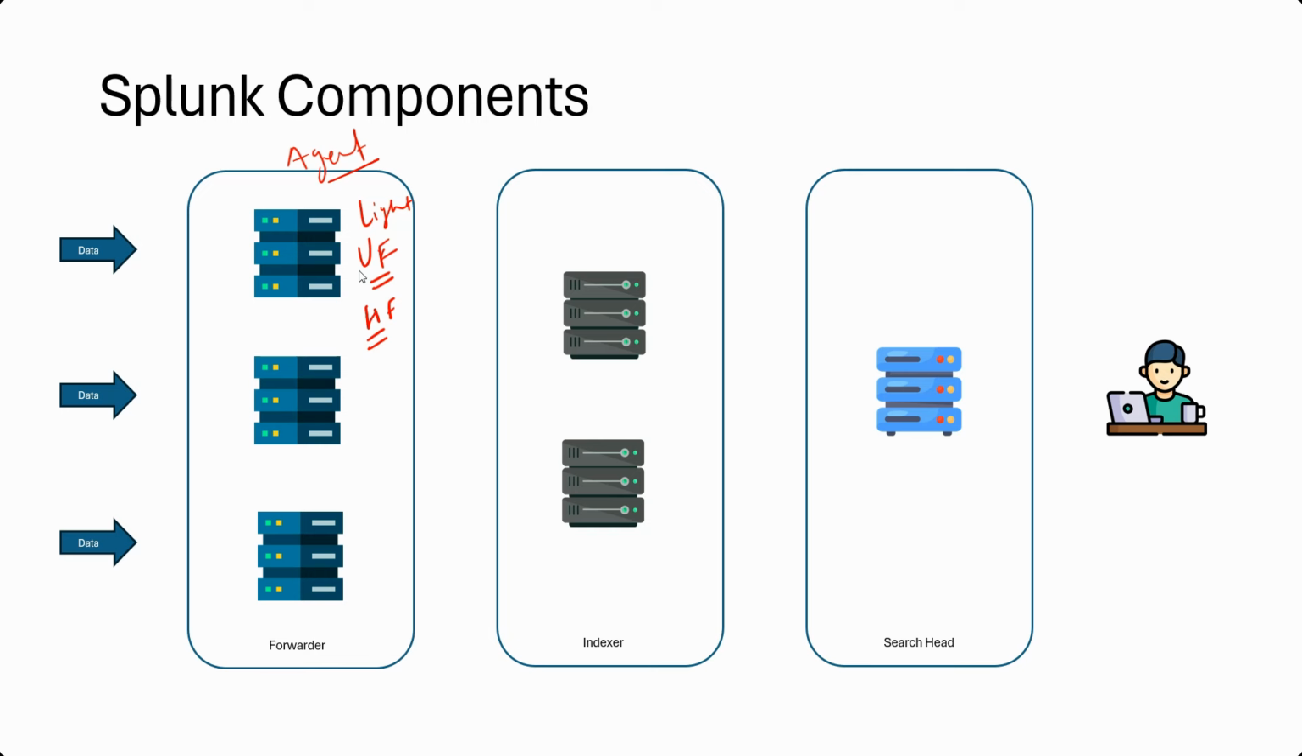The universal forwarder can be installed on the endpoints. That's basically responsible to collect the logs from the endpoint and forward them. That's it. But the heavy forwarder is even smarter. It has the capability to forward the data, but at the same time it can index, search, and change the data as well.